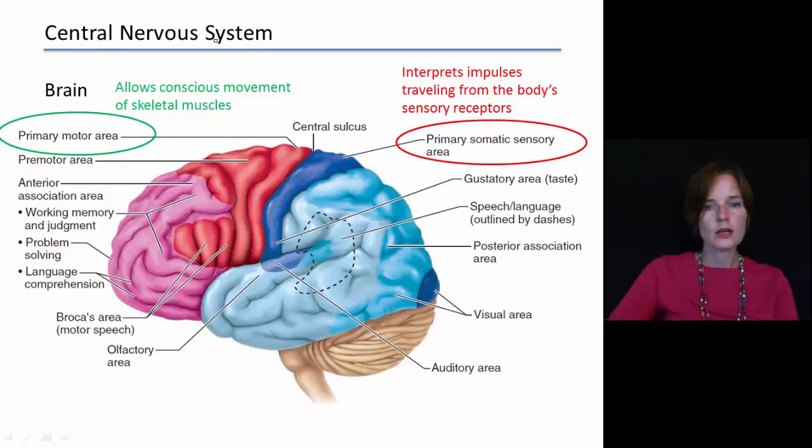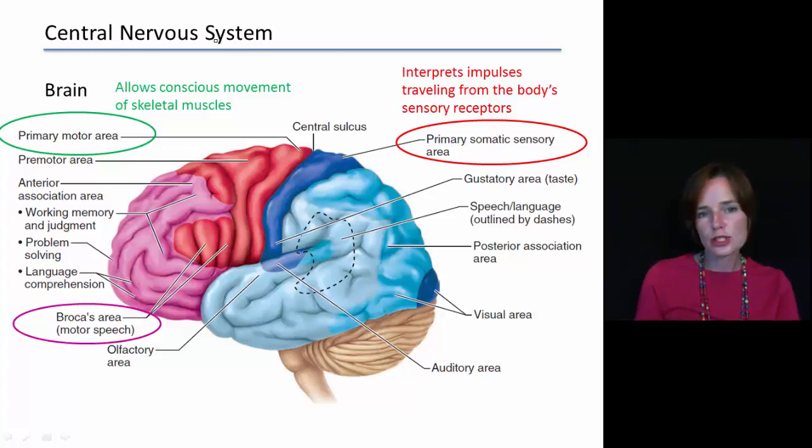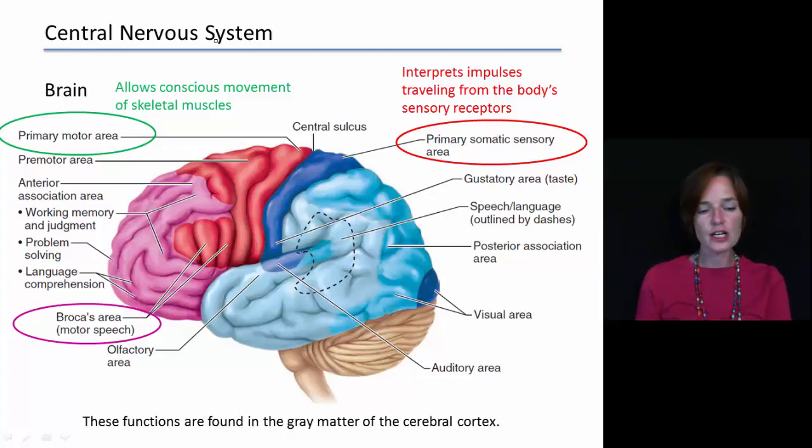Another area to point out is Broca's area. This is the area that controls motor speech. Now, all of these areas that we've mentioned, the functions are found in the gray matter area of the cerebral cortex.